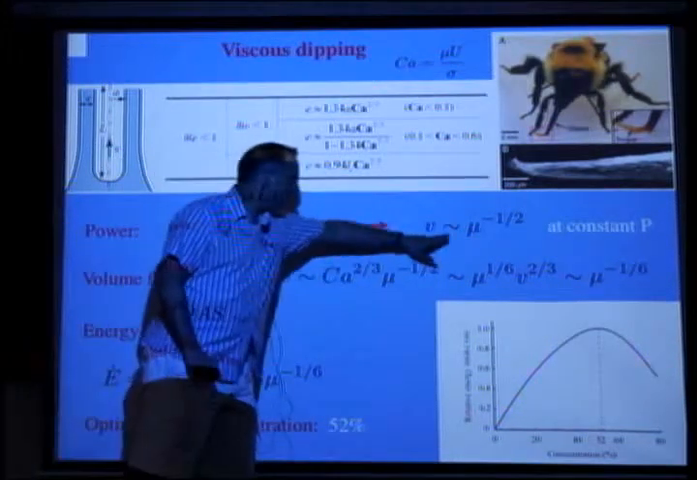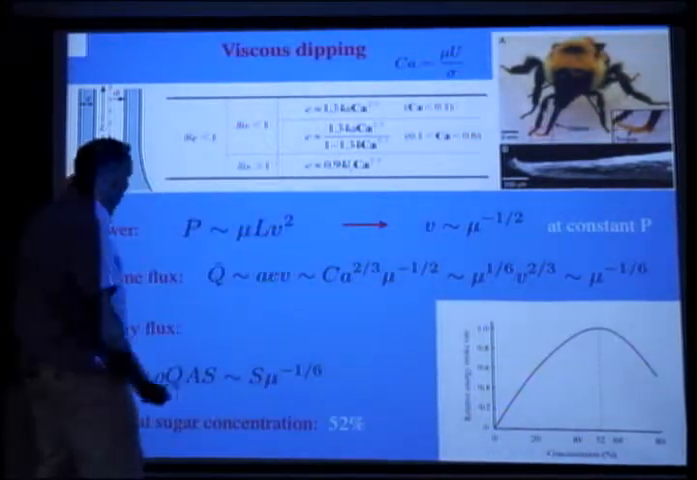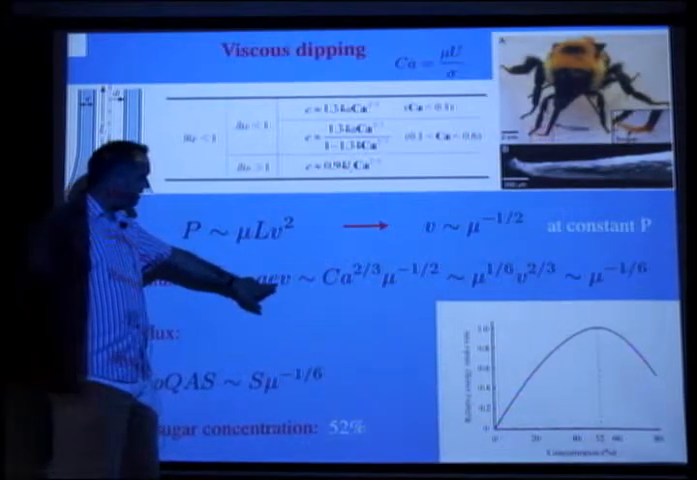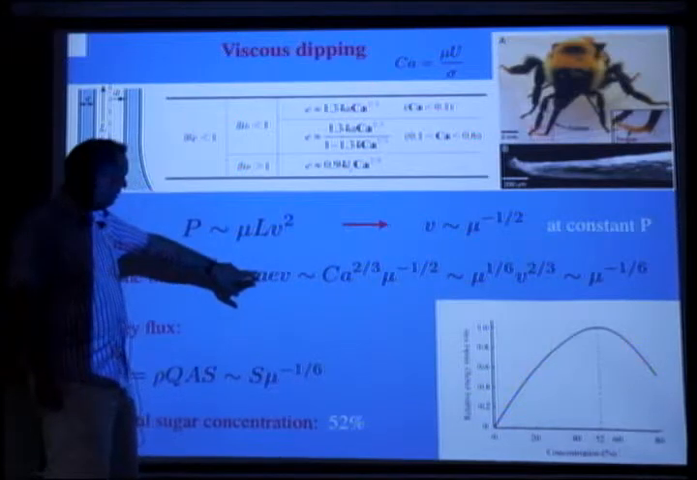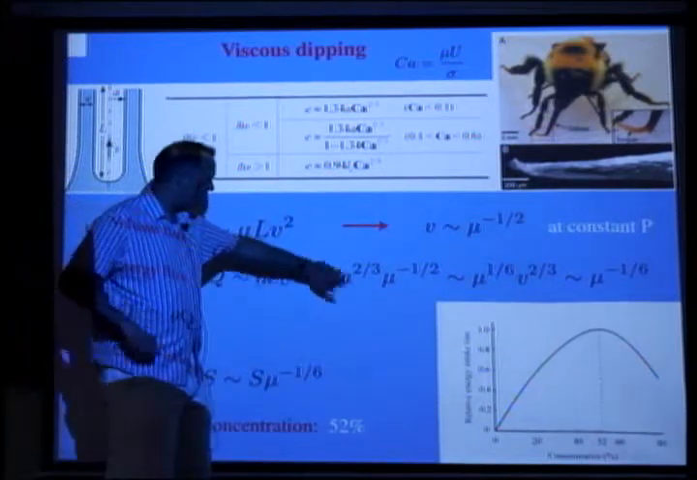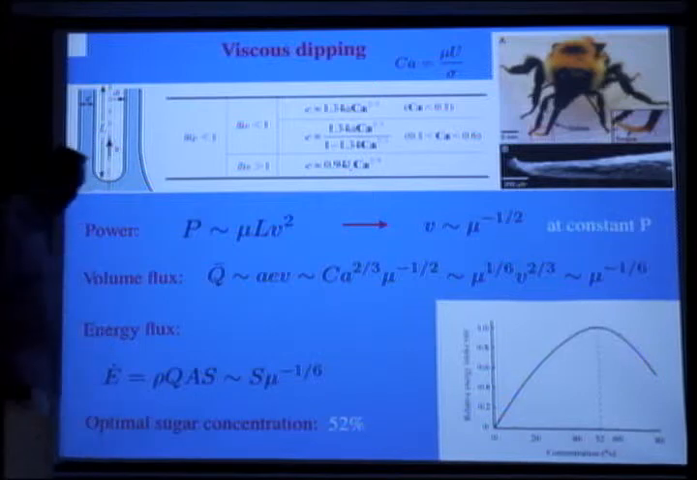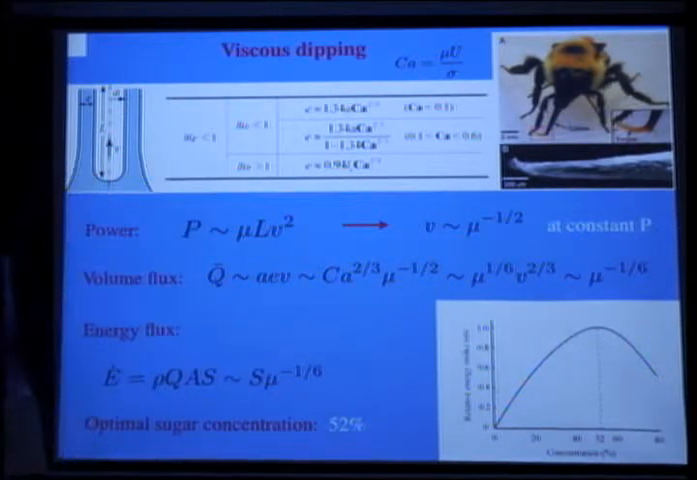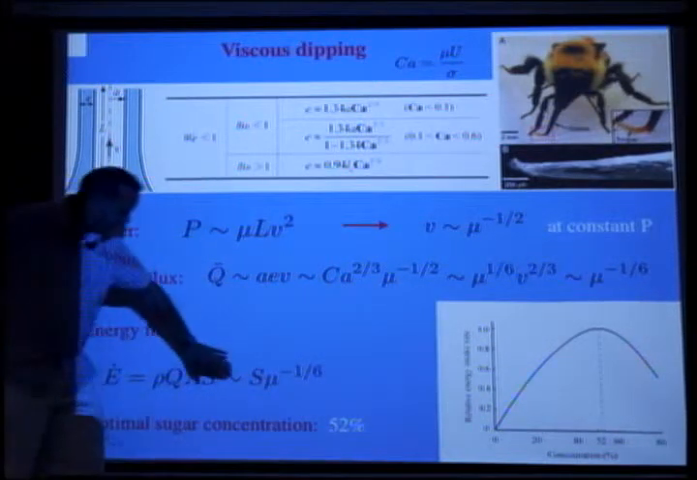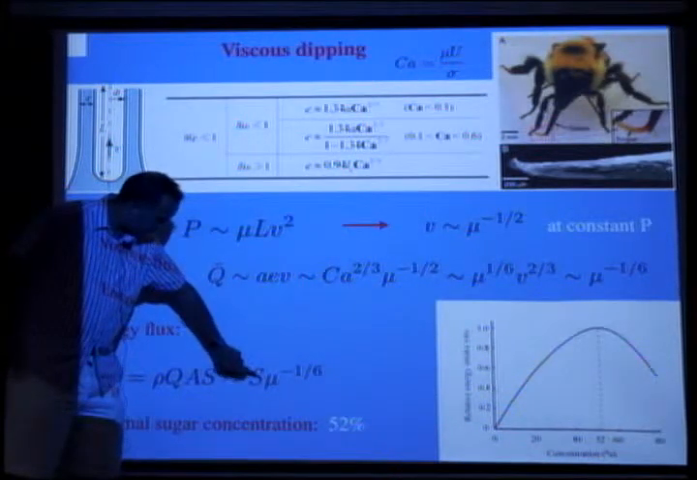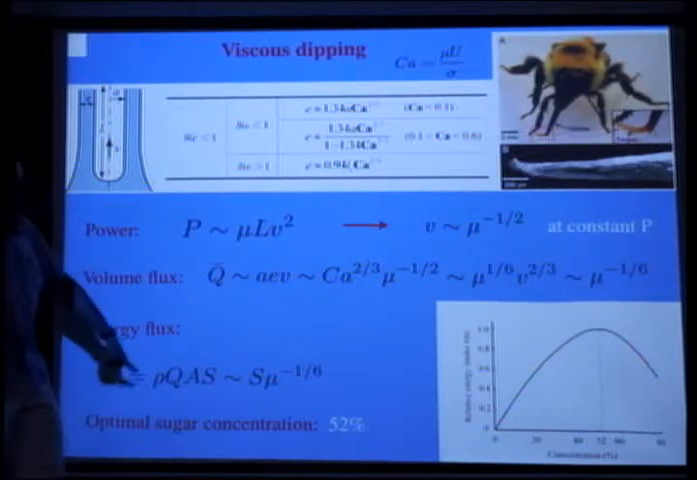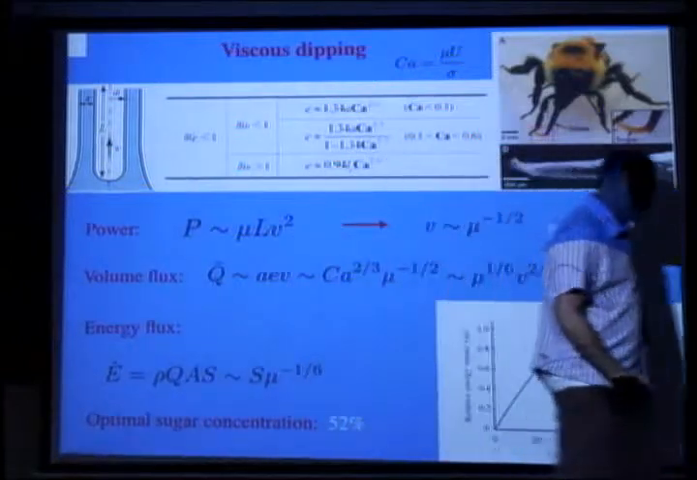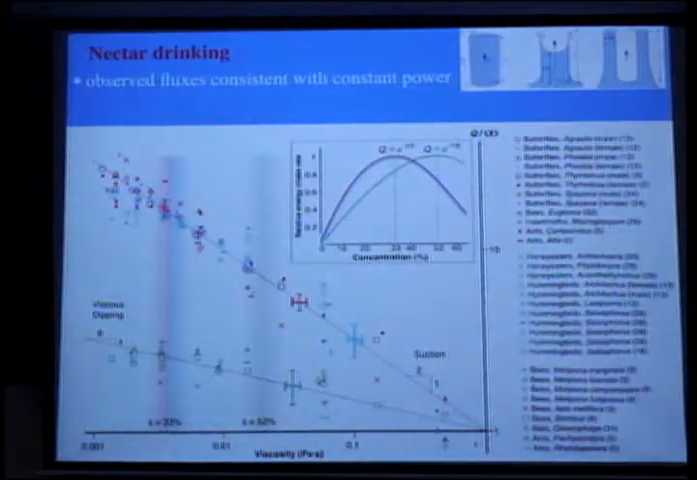So it's suggesting V is going as mu to the minus 1/2, mu being the viscosity. So the volume flux we can write in this fashion. Again, we've seen that E scales as capillary number to the 2/3, which is where this scaling comes from. And so we see that the energy flux is going to scale like this and this. If we optimize this with respect to S, we ask what S maximizes this, we find an optimal concentration of around 52%.